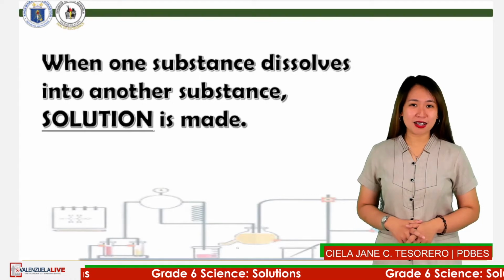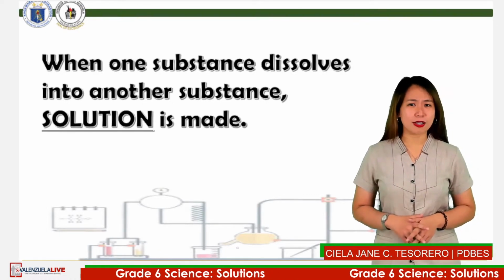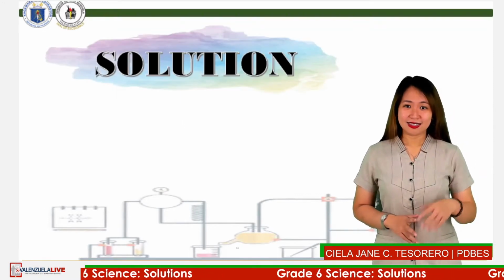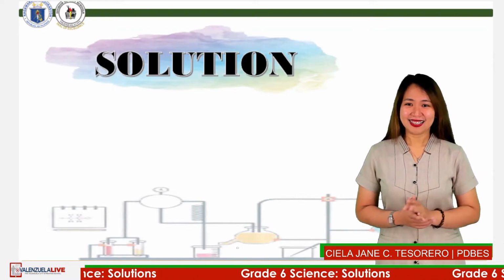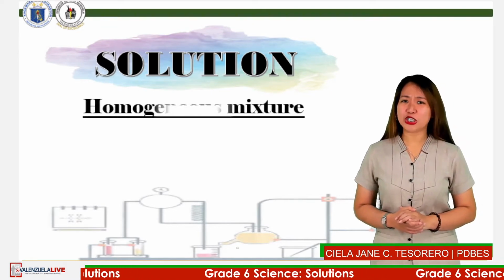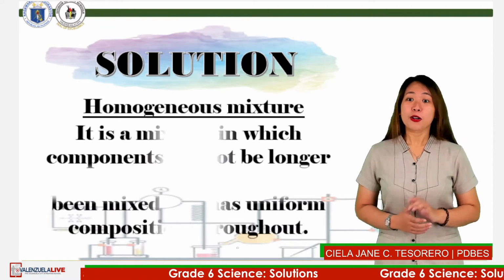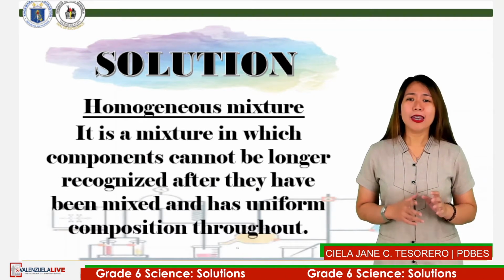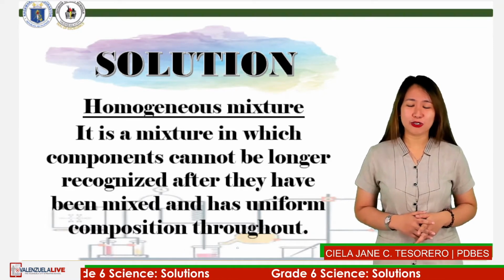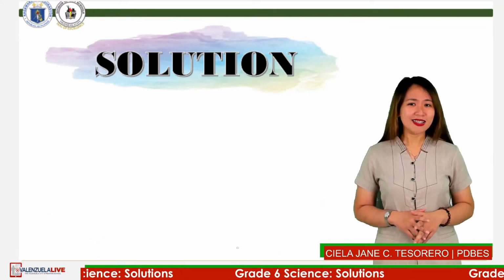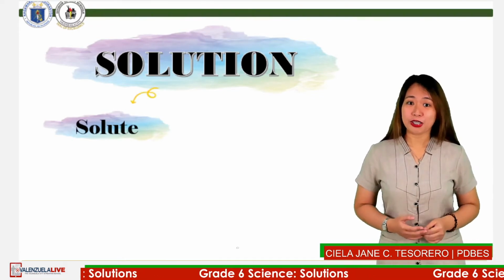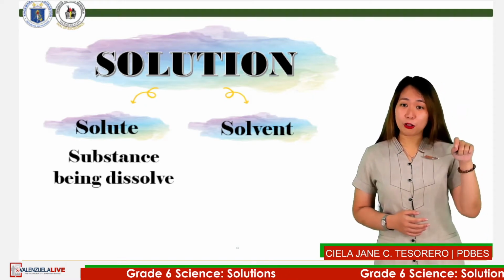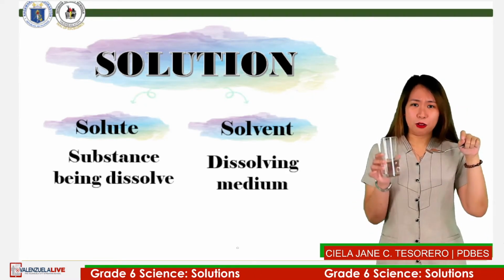When one substance dissolves into another substance, a solution is made. So what is a solution? Any idea? A solution is a homogeneous mixture in which components can no longer be recognized after they have been mixed, and it has uniform composition throughout. A solution is composed of solute and solvent. Solute is the substance being dissolved, and the solvent is the dissolving medium.